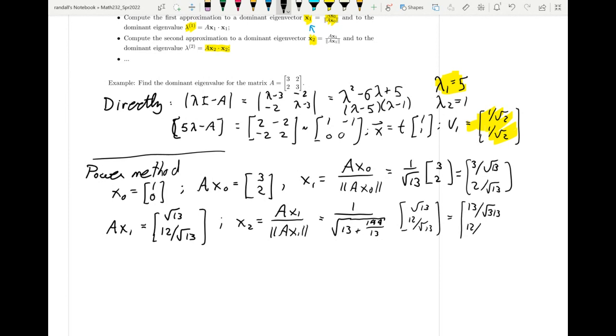The second component is 12 over square root 313, which is approximately, for reference down below, 0.7348. And the second component is approximately 0.6783. And now our estimate for the dominant eigenvalue, we'll work through, there's a sequence of estimates.